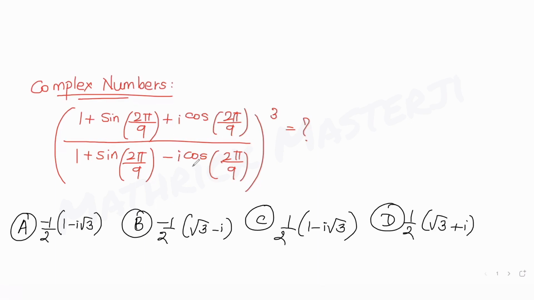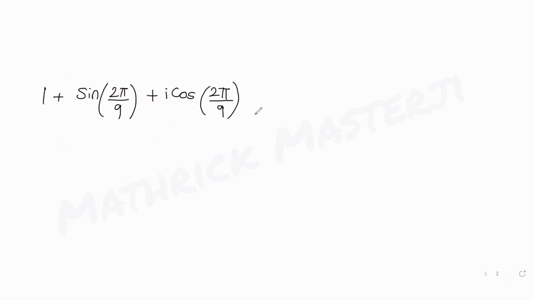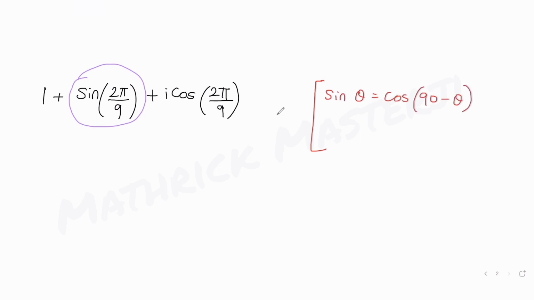If I try to solve this expression, first let's solve the numerator: 1 + sin 2π/9 + i cos 2π/9. I'll simplify the numerator first. Similarly, I'll then simplify the denominator, and then we'll put that in this expression and find the value of the entire expression. Here I can write this sin 2π/9 using the idea of cos(90° − θ). We already know sin θ can be written as cos(90° − θ), and this cos 2π/9, I can also write as sin(90° − θ).